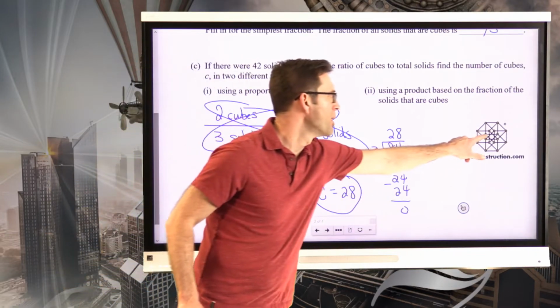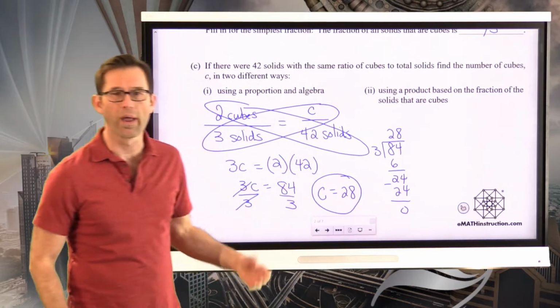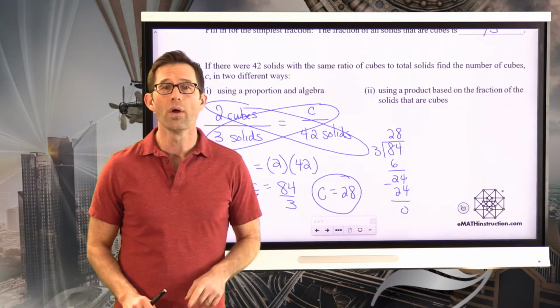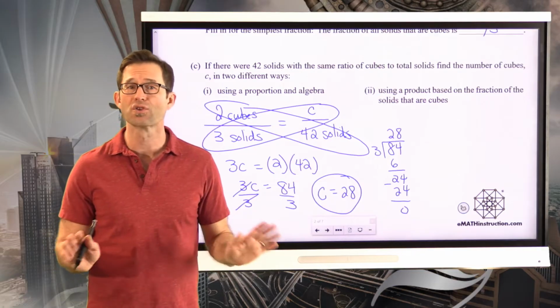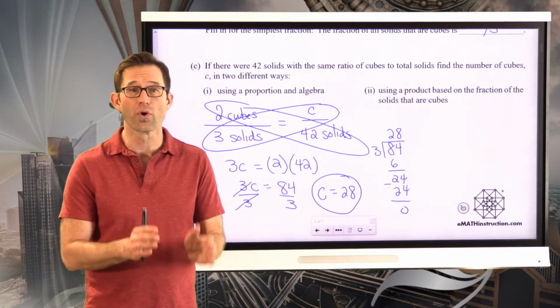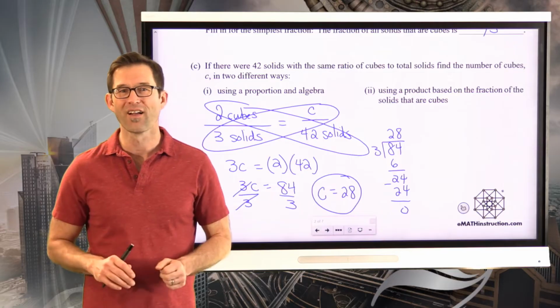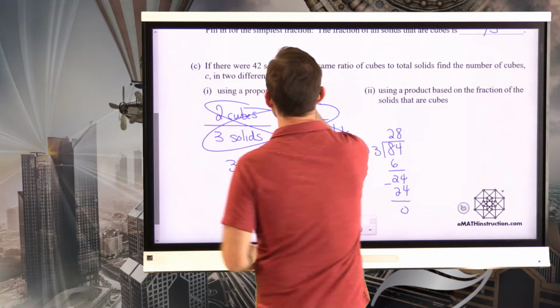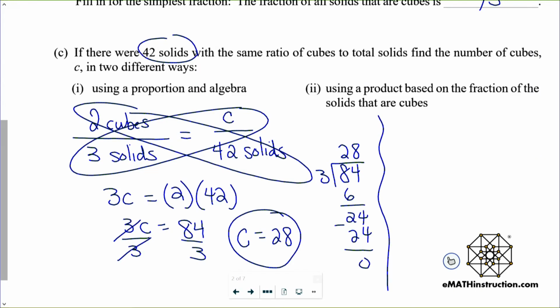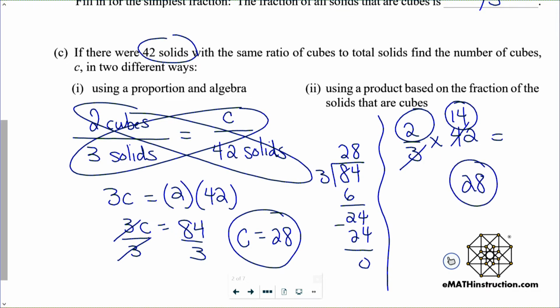But we really should be able to do this problem in a much simpler way than all of this, right? We know that 2/3 of all solids are cubes. So since 2/3 of all solids are cubes, and we know that there are 42 solids, the simpler way to do this is just to do 2/3 times 42. Keep in mind, we're going to do a division. 42 divided by 3 is 14. We can now do 2 times 14, and that gives me 28.